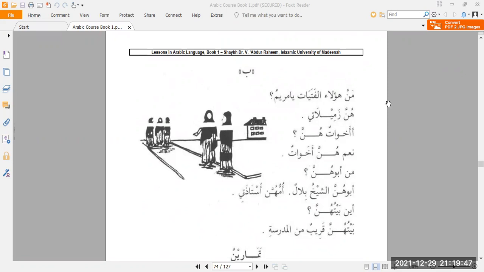We are doing the Medina Arabic course book 1, and we are still busy with lesson number 13. Even though this is our 41st lesson of this book, we are on page 74, moving into section B. So let us begin. Bismillah walhamdulillahi wassalatu wassalamu ala rasulillah wa ala alihi wa sahbihi wa man wala.